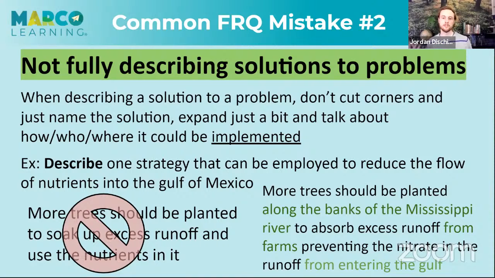So if we look at an example here, describe one strategy that can be employed to reduce the flow of nutrients into the Gulf of Mexico. You might think, oh, why don't we plant some trees? Trees will kind of take up some of those excess nutrients in the runoff, and we won't have them flowing into the Gulf. But if you just write more trees should be planted to soak up excess runoff and use the nutrients in it, you've left out some critical details, which are where.